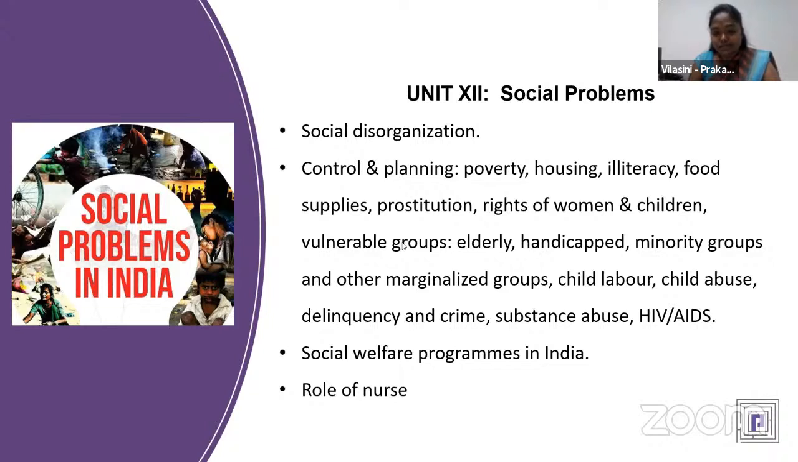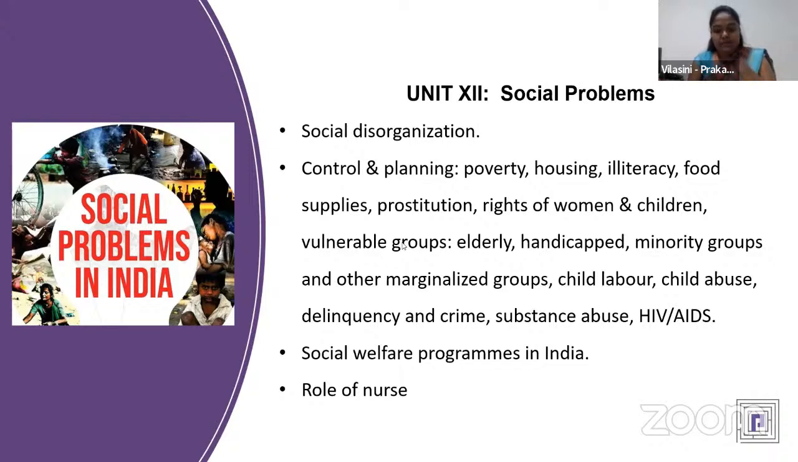Then coming to delinquency. Delinquency is unaccepted behavior of an individual in society. A girl below 18 years and a boy above 16 years who commits any kind of offense is considered a juvenile delinquent. So delinquency is unaccepted behavior of an individual.